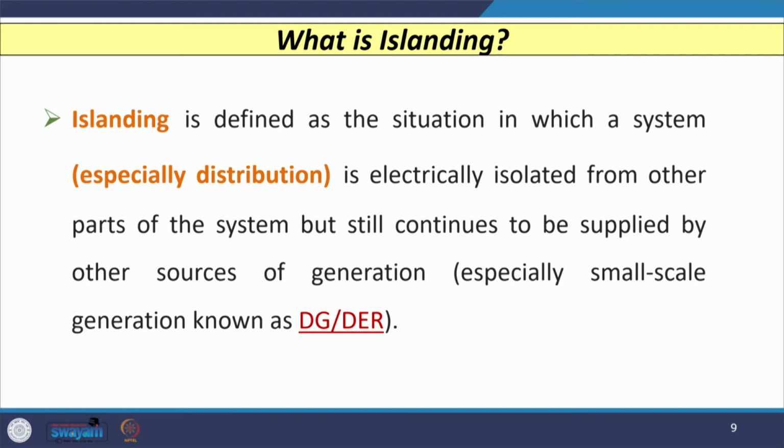Islanding is defined as the situation in which a part of the system, especially the distribution system or distribution network, is electrically isolated from the rest of the system, and this isolated system still has supply from local sources, which we call distributed generators or distributed energy resources.